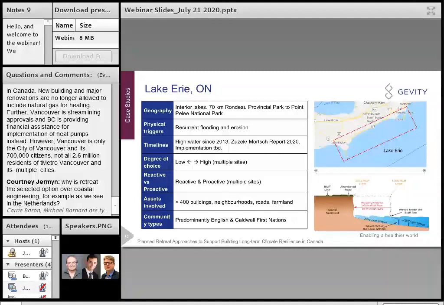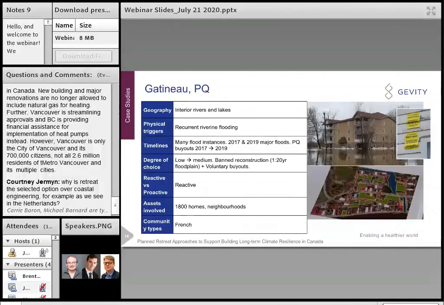And this, I think, brings out the idea that sometimes economically, planned retreat can be a low cost or even the lowest cost climate change adaptation option. So sorry to have to go back, but that was a very important point that I skipped over.